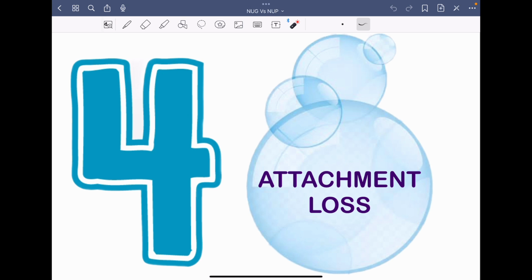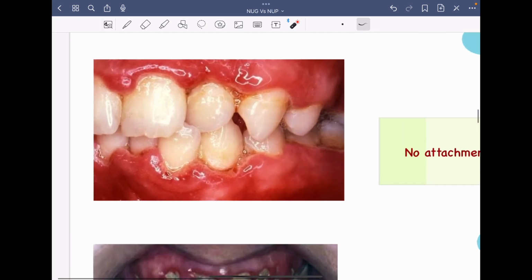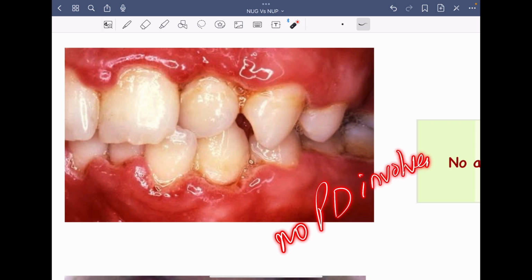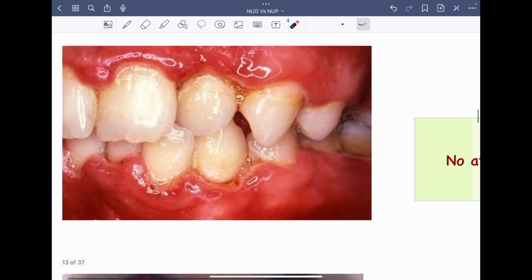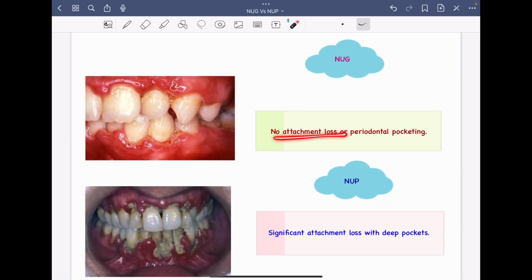Our fourth differentiating point is based on the attachment loss. Here you can appreciate in cases of NUG there is no loss of attachment. We have already discussed this. Relatively, the clinical picture is much better than in cases of NUP. There is no attachment loss because there is no periodontal involvement. We have already seen that all the destructive changes are limited to the interdental papilla only. So there is no harm to the periodontium, therefore there is no loss of attachment, and obviously there is no periodontal pocketing seen.